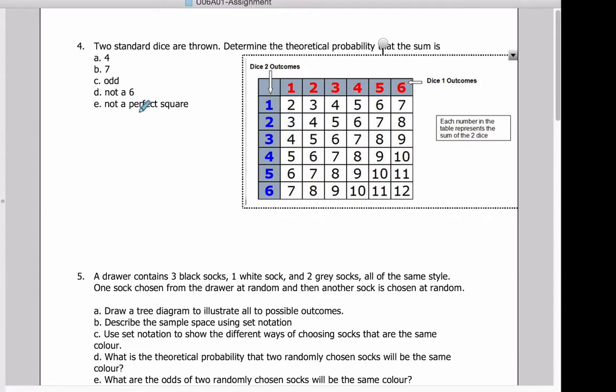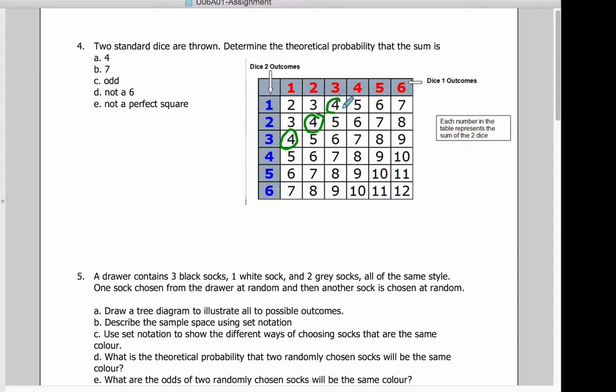Now, 2 standard dice are thrown. Determine the theoretical probability that the sum is a 4. Well, here are the 3 outcomes where we can roll a 4. That's where we roll a 1 on the first die and 3 on the second, 2 and 2 on each die, or 3 on the first die and a 1 on the second die. So that's going to be 3 out of 36 possible outcomes, which is 1/12.